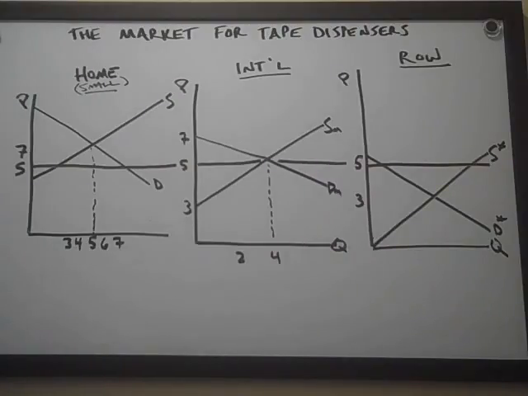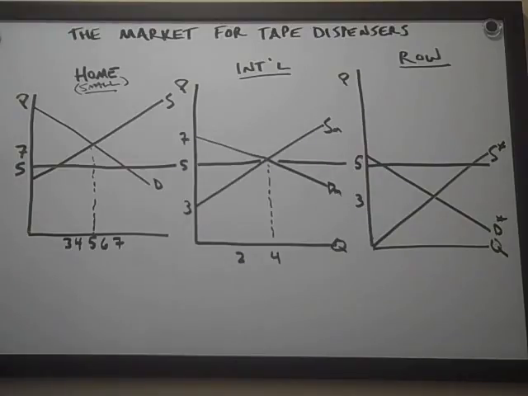Let's revisit the two country, one good model one more time. Here we're looking for the market for tape dispensers. I'm trying to recreate one of your homework assignments here. So we have home, which is a small country. Again, that assumption will be addressed when we get to large country analysis in week 4, I think it is. And the international market and the ROW market.